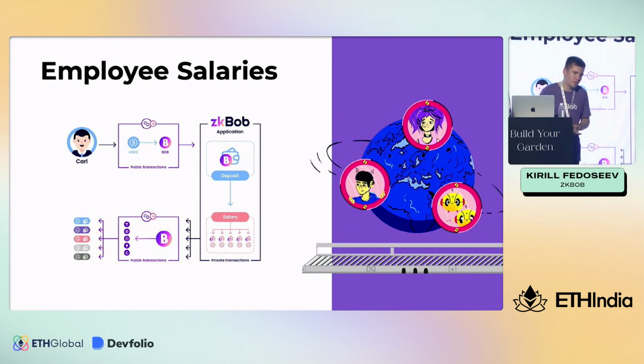Let's talk about how employee salary management could potentially work. We have an employer who would like to distribute salary on, for example, a monthly basis. He probably already has some stablecoin allocated for salary payments. He can convert his USDC, for example, into Bob at a 1-to-1 ratio. Then he can deposit this Bob into the privacy pool, zkBob, and pay salaries privately within the pool to the zk addresses the employees provided. Employees can then withdraw the Bob and use it for their everyday expenses whenever they need it.